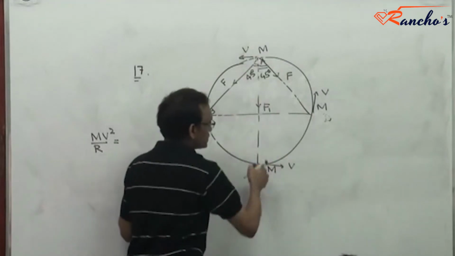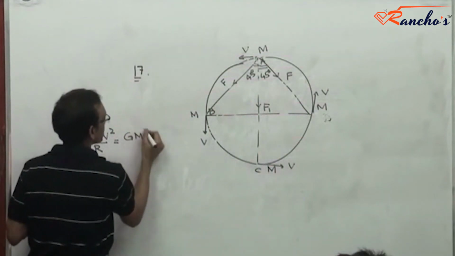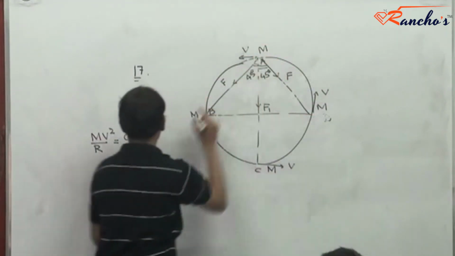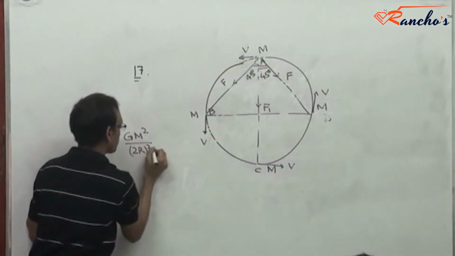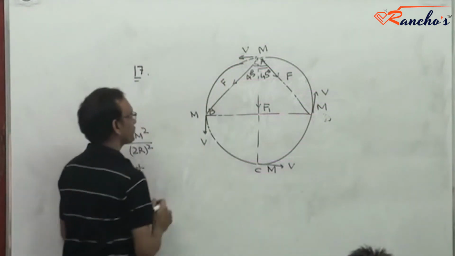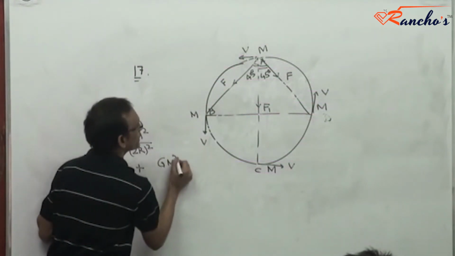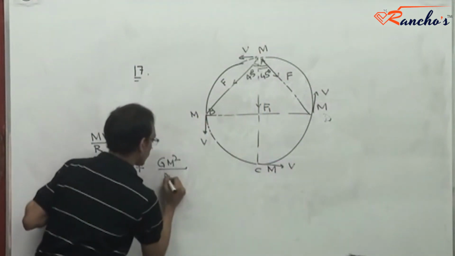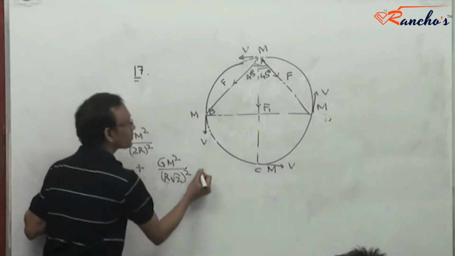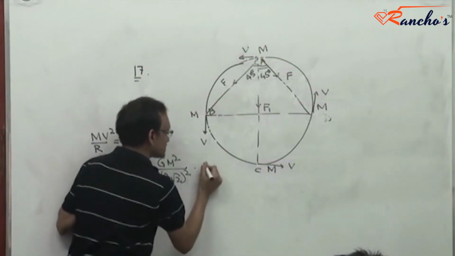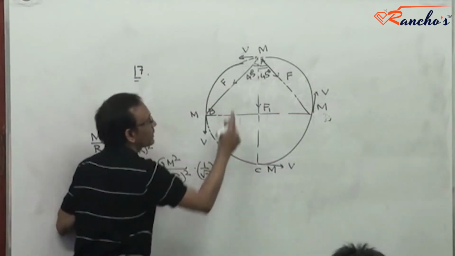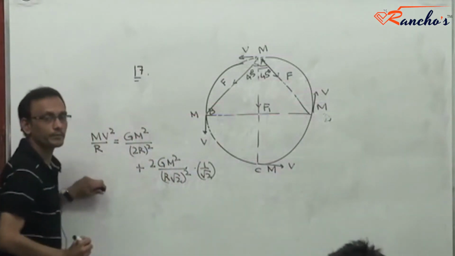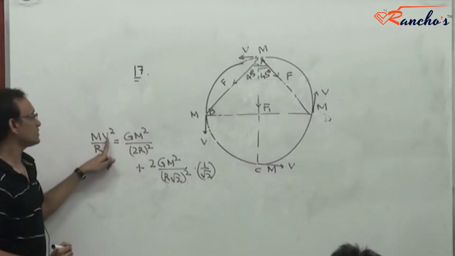So m v squared by r, the required centripetal force for the particle at A, is going to be the force between these two, which is G m squared by 2r whole squared, that's F1, plus this F, which is G m squared by r root 2 whole squared, and its component is this into 1 by root 2, F cos 45 degrees, and because of the other one you just double it. You can simply solve for v.